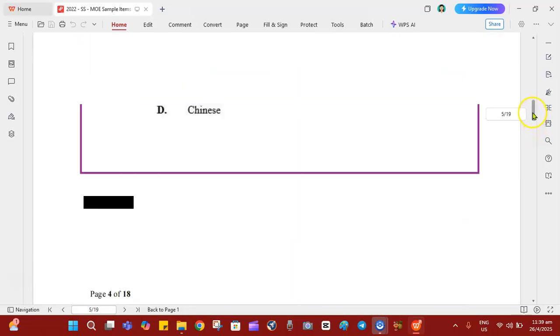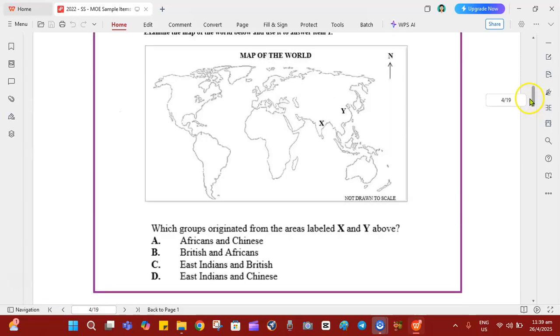Now item 1 says to examine this map below and use it to answer item 1. Here's a map of the world and it says which group originated from the areas labeled X and Y above. So X and Y, as you know, North America, South America, Africa, Europe is right in here, Asia is over here, and Australia is here. So it's really asking you which two groups came from Asia.